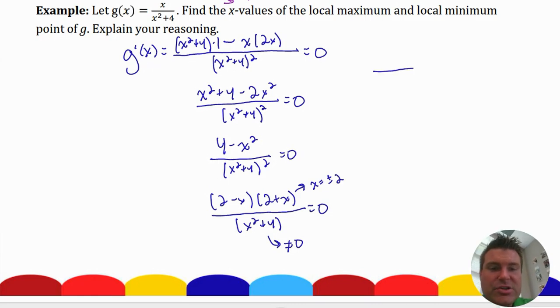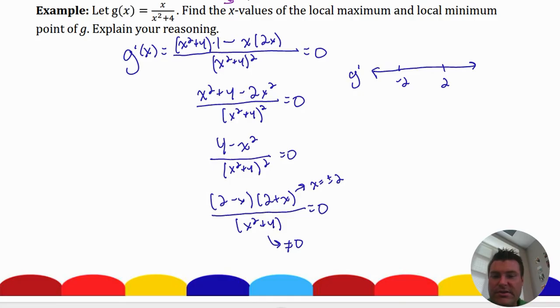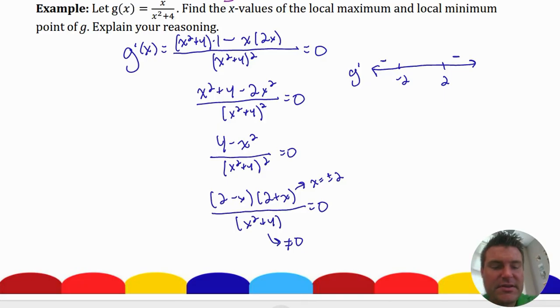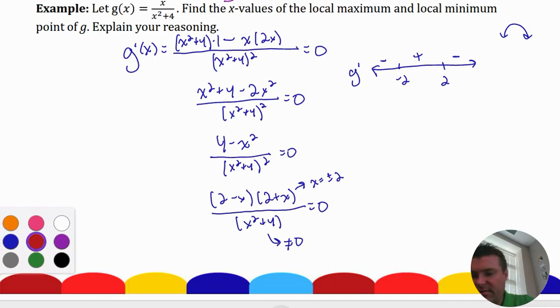So I'm going to make my sign chart here for g prime at -2 and 2. By the way, the denominator is always positive, so we don't have to worry about that. But the numerator is like a downward parabola. A downward parabola goes negative outside of -2 and 2, and then it's positive in between, right? Because it kind of looks like that. So now, what's actually going on with g? I'll do this in red. In g, we're decreasing, increasing, and then decreasing. And from there, you can kind of tell what everything is.